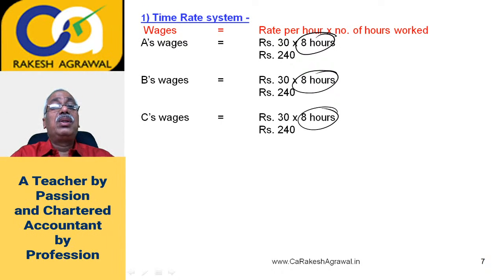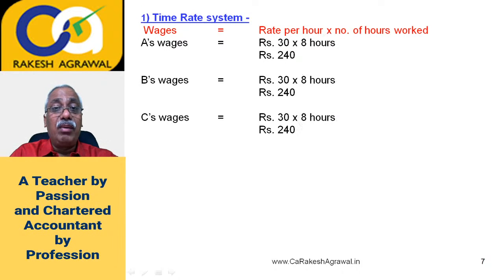Therefore, time rate system is not very popular because it doesn't reward the efficient worker or punish the inefficient worker. However, this method still works because if there are certain areas where you cannot measure the output, if output is not quantifiable or countable, then you have no option but to adopt the time rate system where you will make the payment on the basis of time. And in real life, you will find at so many places the wages and salaries are calculated on the basis of time.